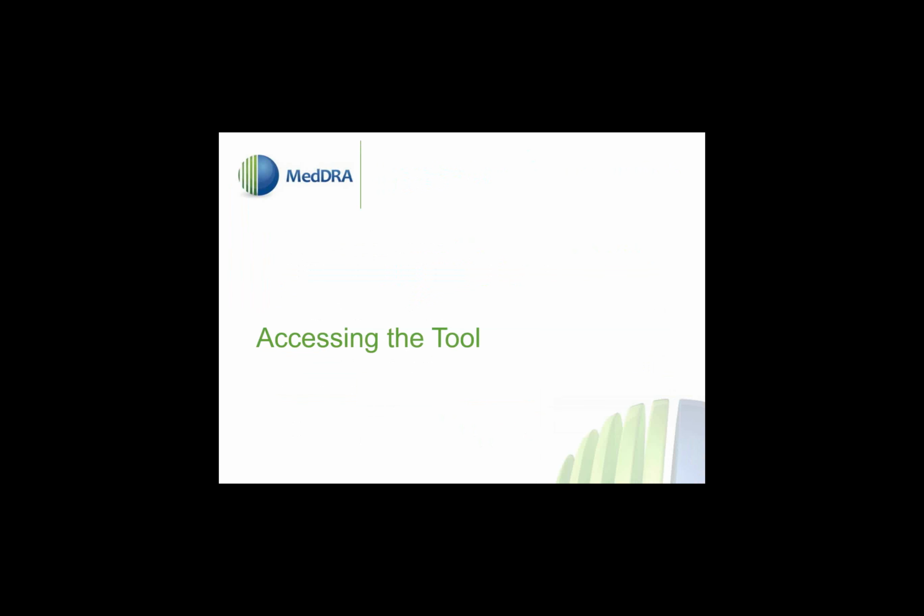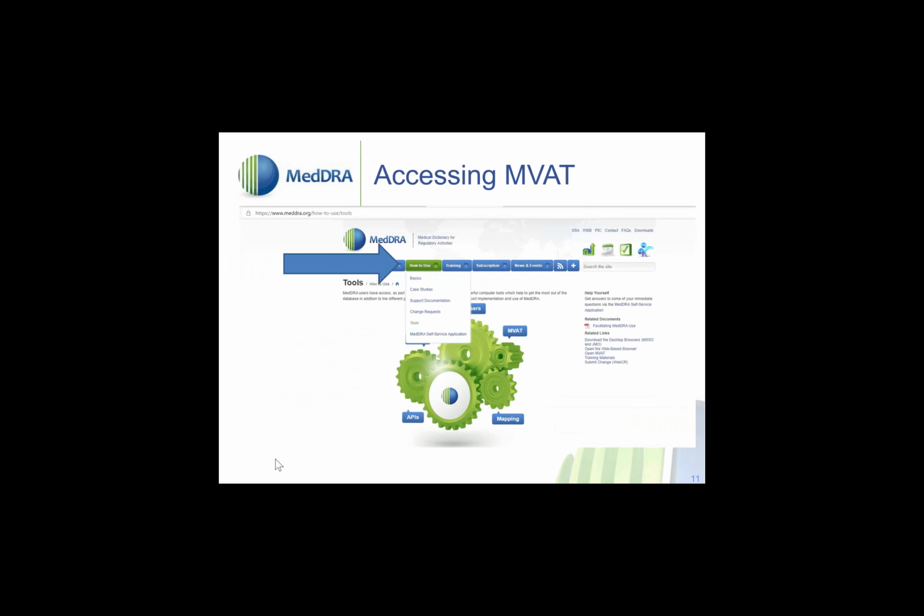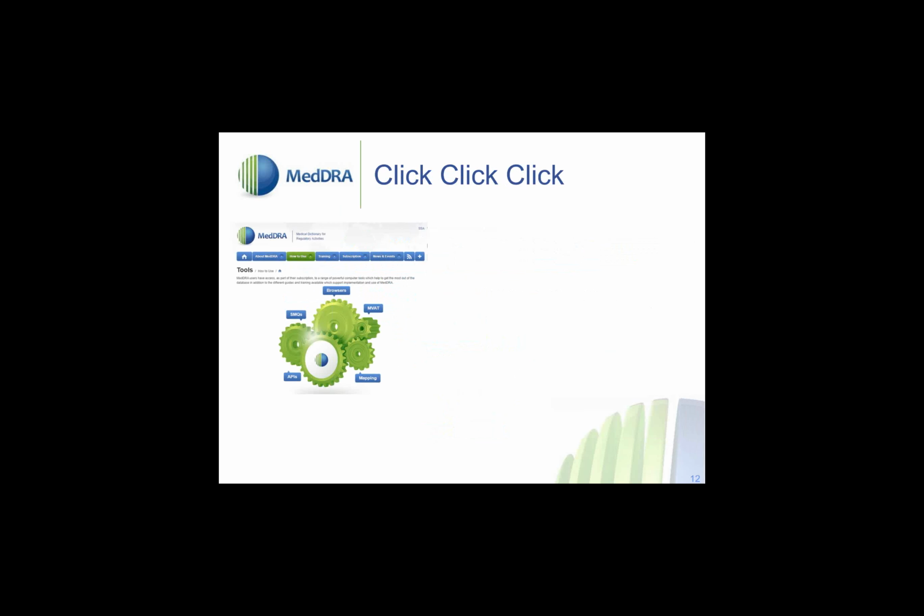When you need to access the tool, you have a couple of options. The first option is to go to our website and select how to use. Scroll down to the tools option and click on that. This will open a screen with a bunch of widgets, and you see the MVAT call out right there.